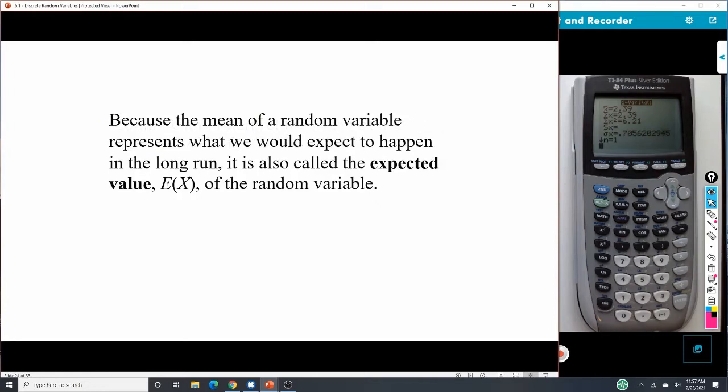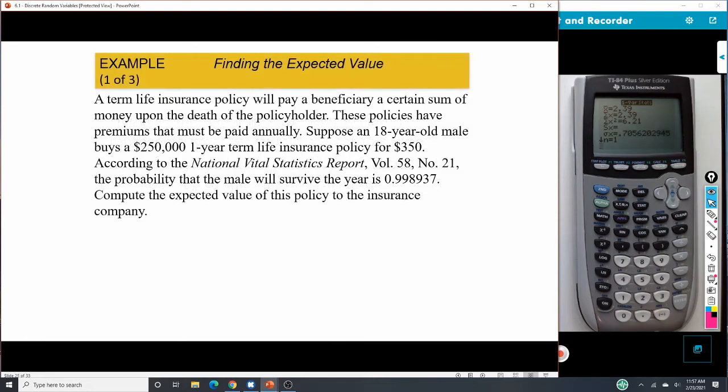Now, the mean can also be called the expected value. And so if they ask about your expected value, you are finding the mean. And we're going to do it the exact same way. So here we have a term life insurance policy. And so we have that a male buys a $250,000 policy for $350. What is the expected value to the insurance company? So to the insurance company.